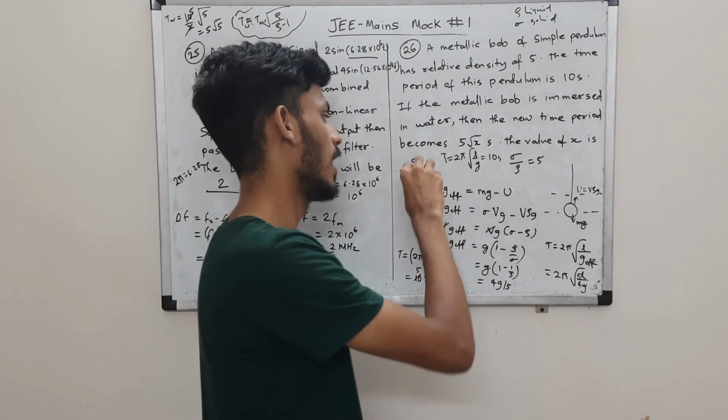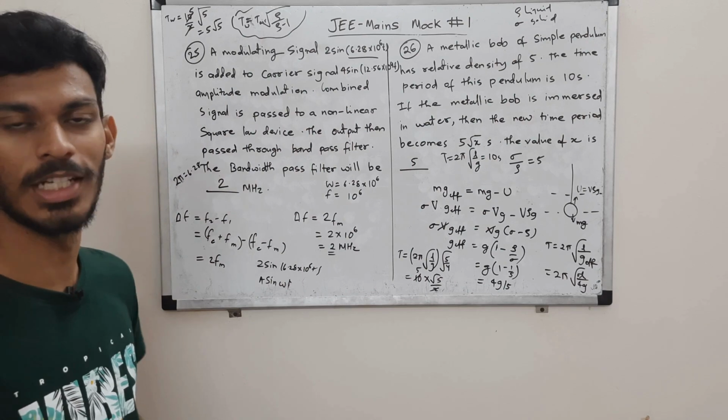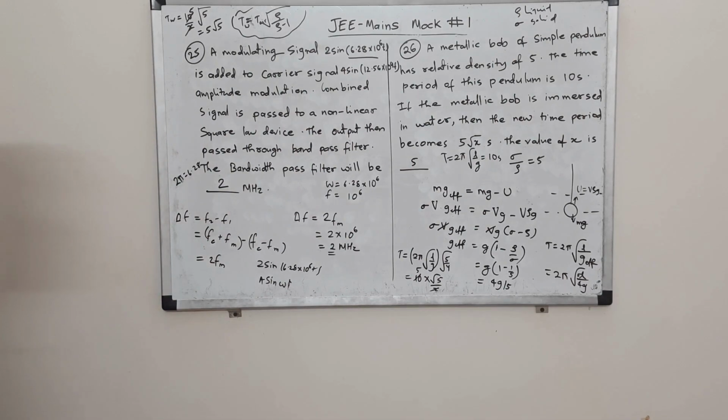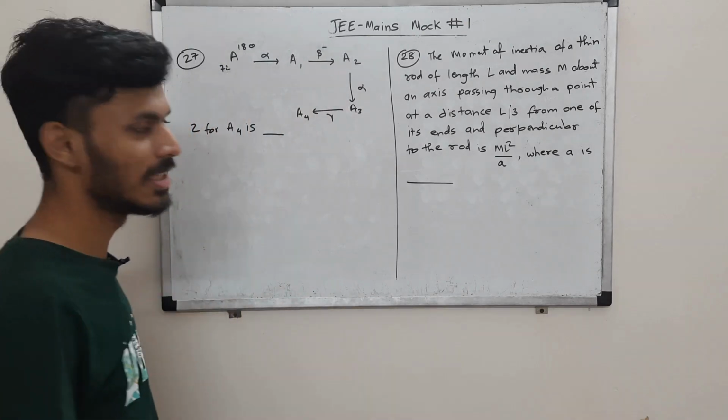Okay, the value of x over here is 5. Yeah, that's from question 26. Let's move to the next question. Question 27 and 28, the final few questions, stick with me.